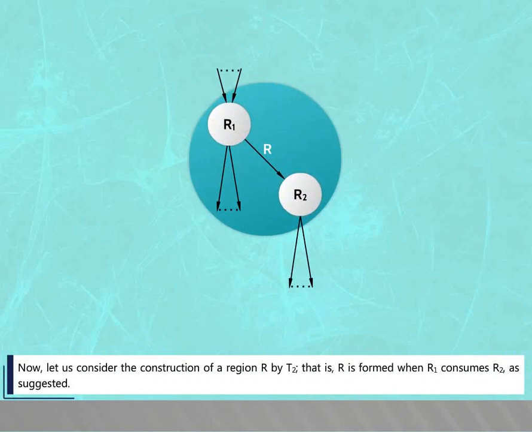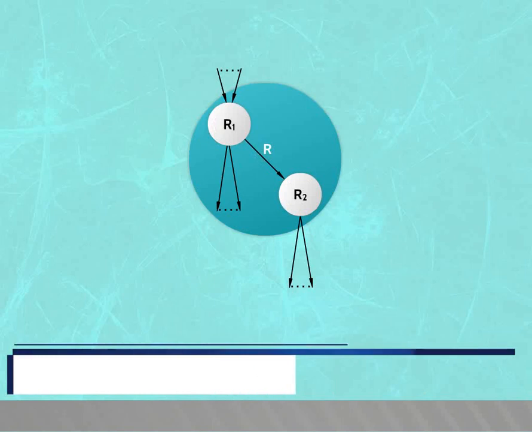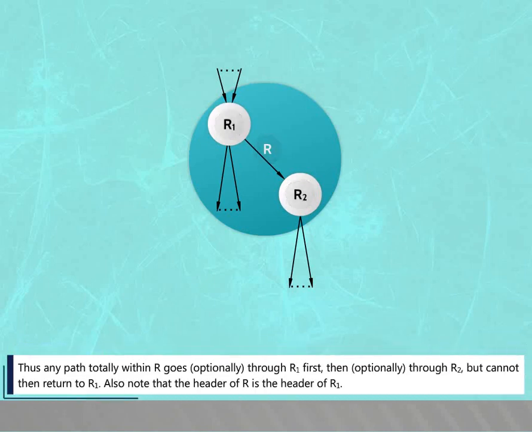Now let us consider the construction of a region R by T2, that is, R is formed when R1 consumes R2 as suggested. First, note that within region R there are no edges from R2 back to R1, since any edge from R2 to the header of R1 is not a part of R. Thus, any path totally within R goes optionally through R1 first, then optionally through R2, but cannot then return to R1. Also note that the header of R is the header of R1.